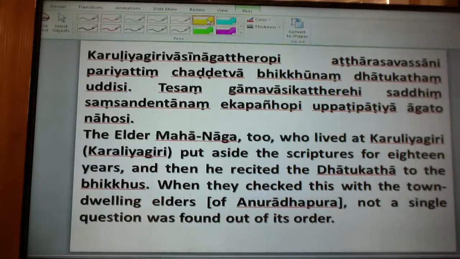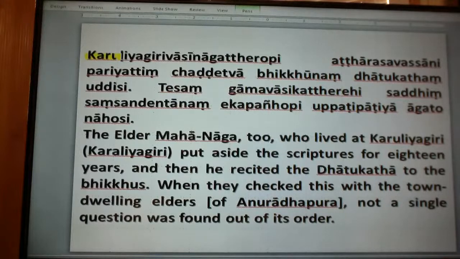And then today, another person: Kaluriya Giri Wasi Nagatheropi. Giri is the mountain. The name of the mountain is Kaluria. Wasi means living, staying at the mountain. His name is Naga, so here it is Naga Thera. Thera is a senior monk. He is a senior. His name is Naga.